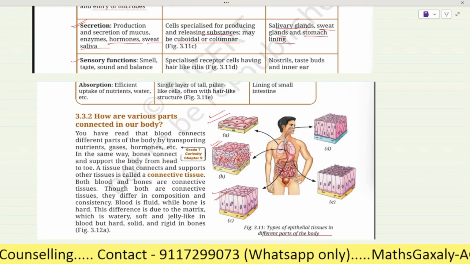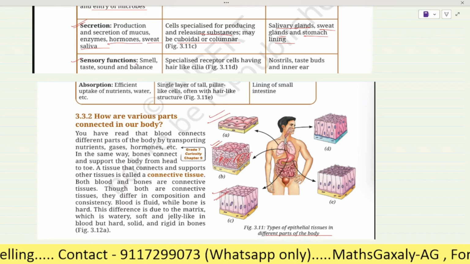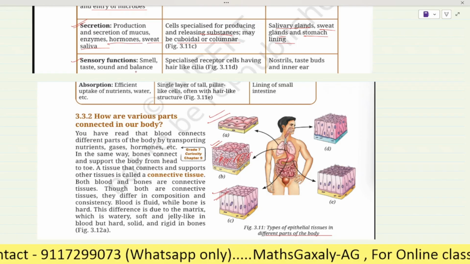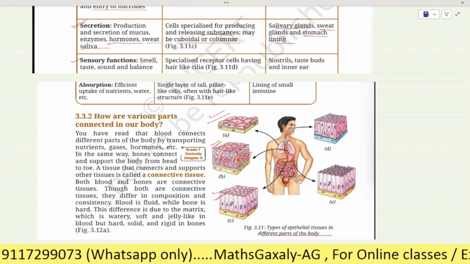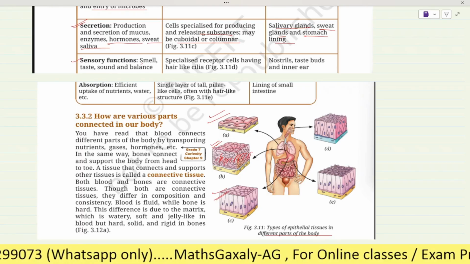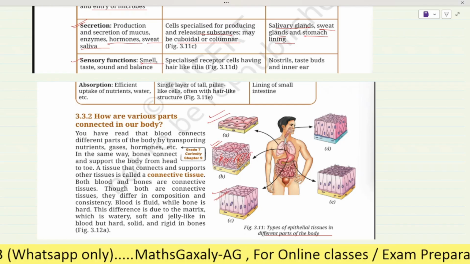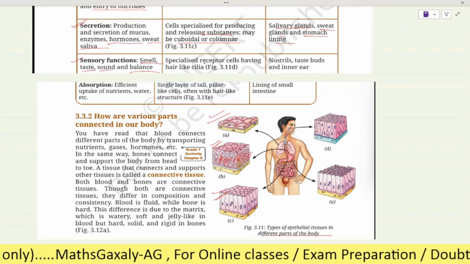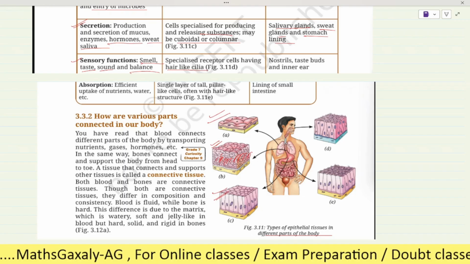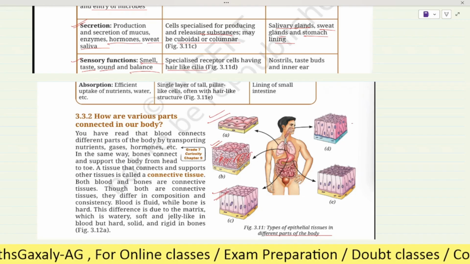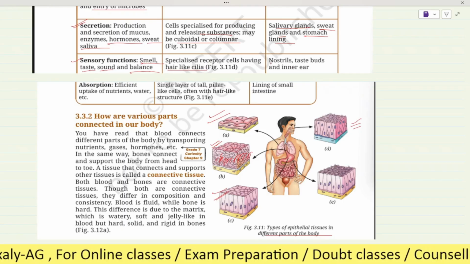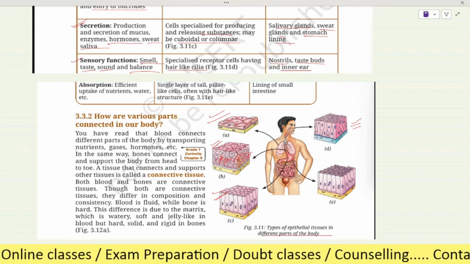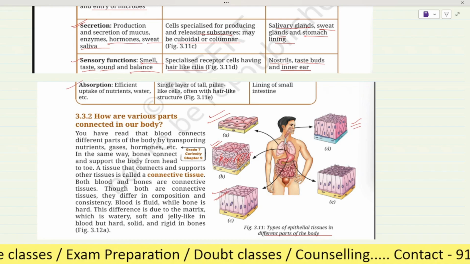Now the next one is sensory function. As you can easily understand, it will be located in our sensory organs. Its function will be the same as the function of sensory organs, so it will sense smell, taste, sound, balance, etc. It has specialized receptor cells having hair-like cilia. As you can see in figure D, it will be present in nostrils, taste buds and inner ear.